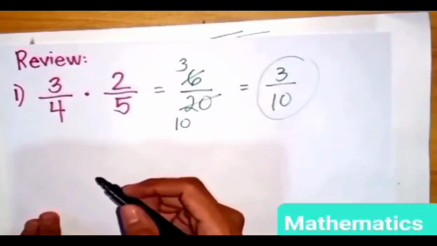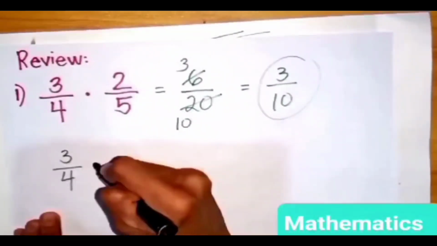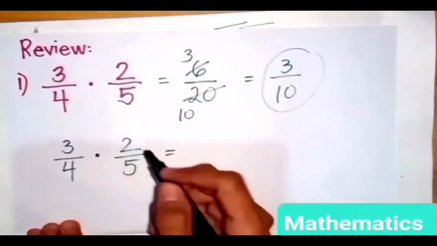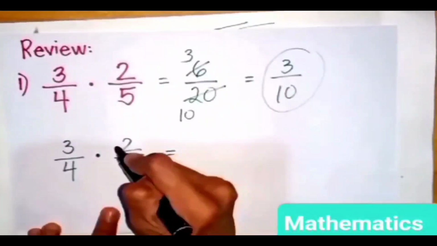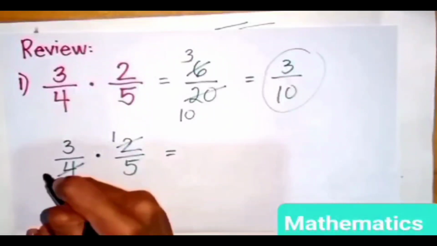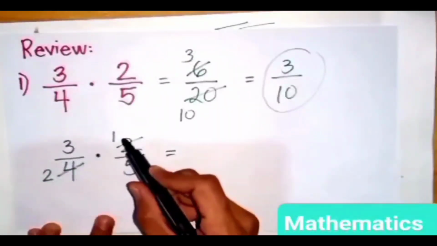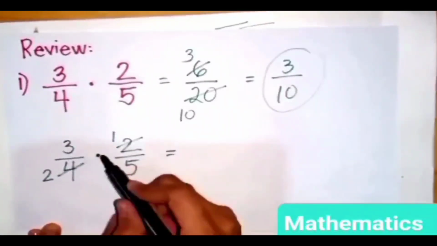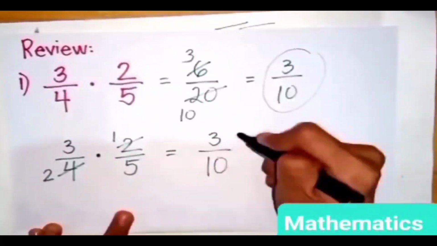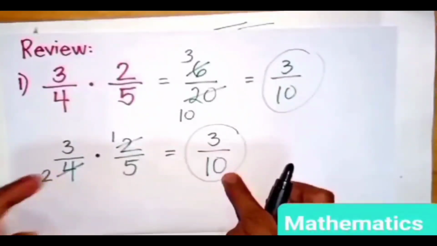Pwede rin namang i-divide muna natin ang GCF or mag-cancel out muna tayo bago mag-multiply. Alin dyan ang may pwede i-cancel? 2 and 4. Pwede natin i-divide itong 2 and 4 by 2. So 2 divided by 2, that's 1. And then 4 divided by 2, that's 2. And then we now multiply. Numerator times the numerator, and then denominator times the denominator. So we have 3 times 1, 3, over 2 times 5, that's 10. So itong 3 tenths, nakasulat natin in simplest form, at yung product ng 3/4 and 2/5.